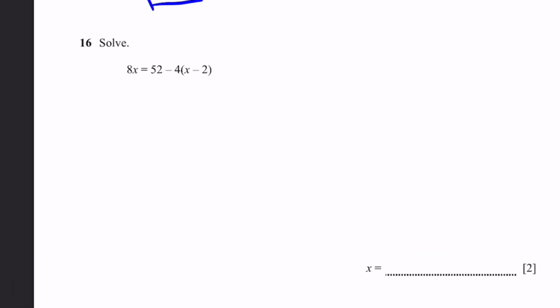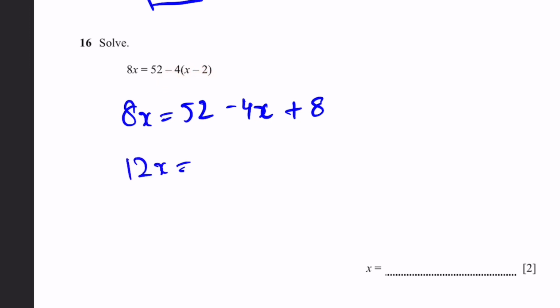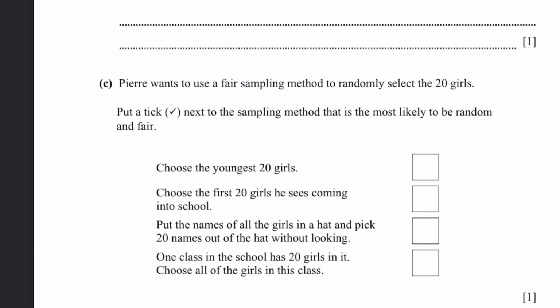Now question 16. Solve 8x equals 52 minus 4 times (x minus 2). We can expand the brackets. 8x is equal to 52 minus 4x plus 8, because the minus and minus here cancel out for a plus. So now we can bring 4x to the other side. So 12x equals 60. And x is equal to 5. That's the answer. We can go to question 17.